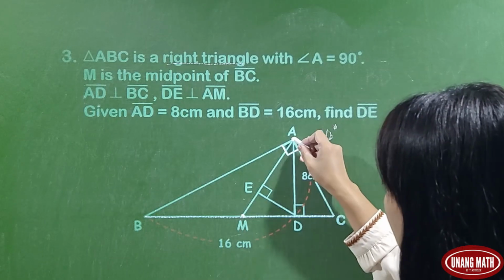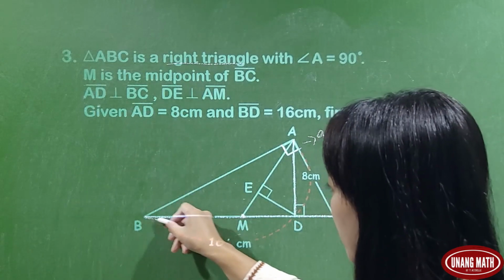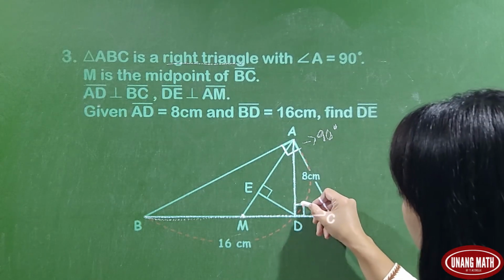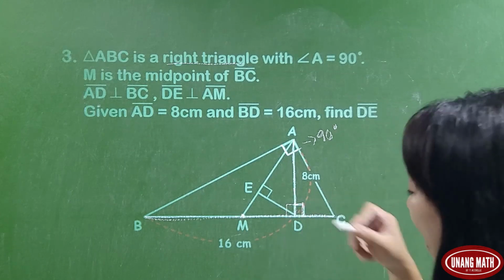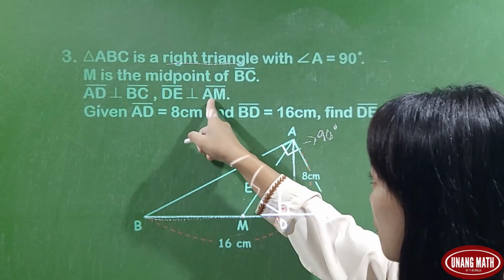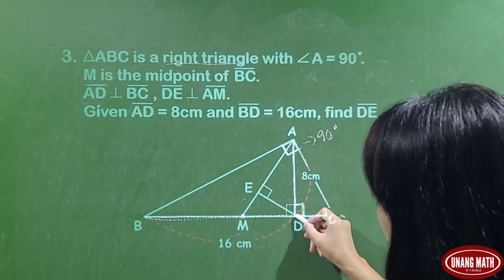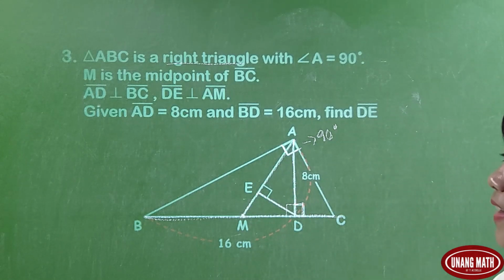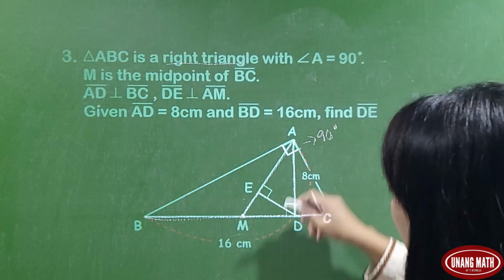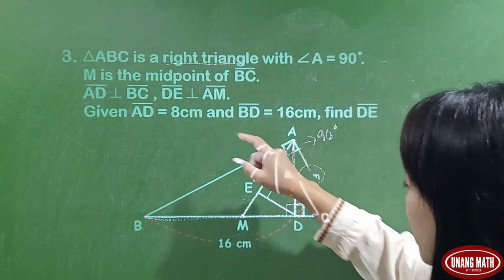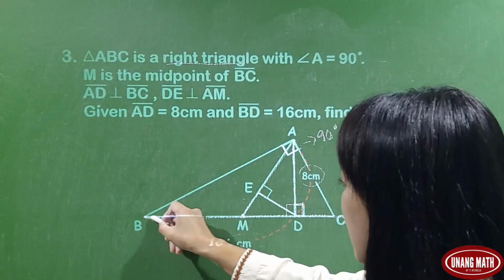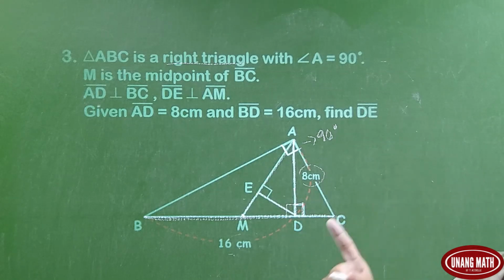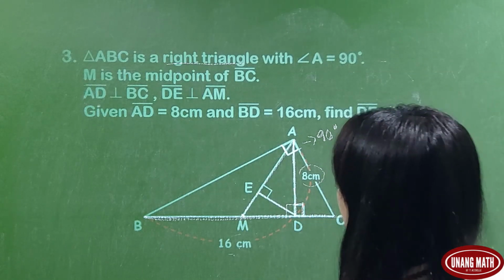Segment AD is perpendicular to segment BC. So from that word, perpendicular, there's a right angle here. It's also a right angle here. DE is also perpendicular to AM. It's given that segment AD is 8 centimeters and BD is 16 centimeters. We will now find the length of segment DE.